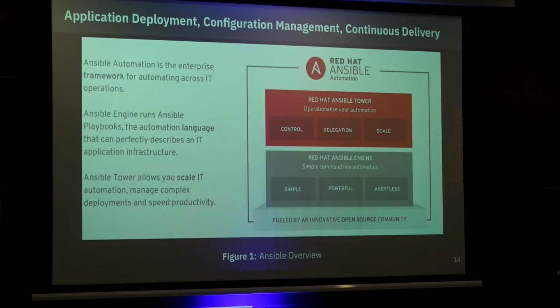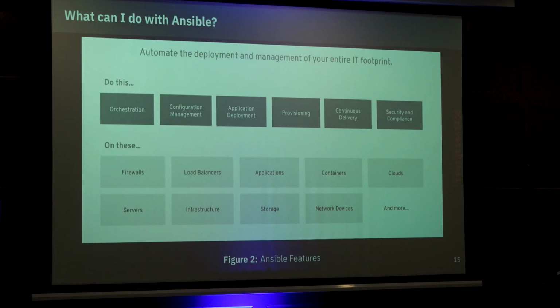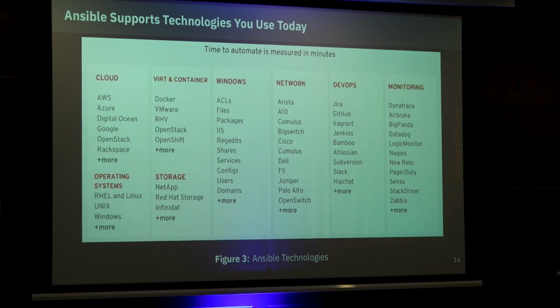So, on to Ansible. Why do we love Ansible? What's this thing about? It's basically control, delegation, and scale. What Ansible basically allows me to do is orchestration, configuration management, application deployment, continuous delivery, security, compliance. You can call OpenSCAP. You can do everything on everything. That's the idea. You write a recipe, you can automate your firewall, your infrastructure, your load balancer, your application deployment, end-to-end. Storage, network devices, whatever you need.